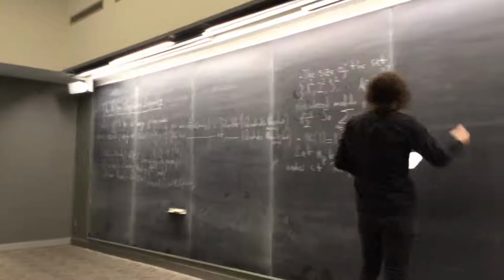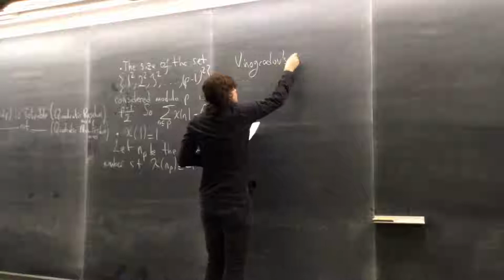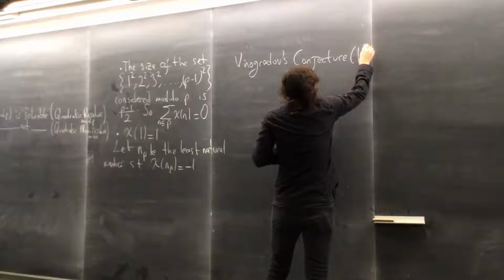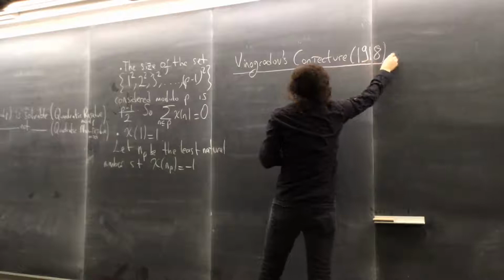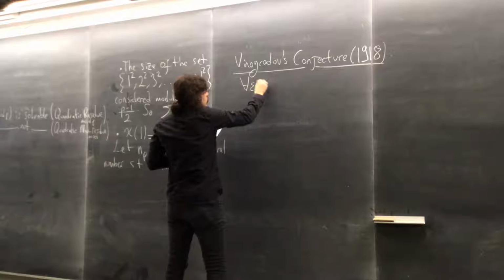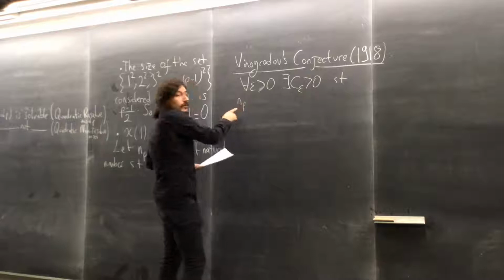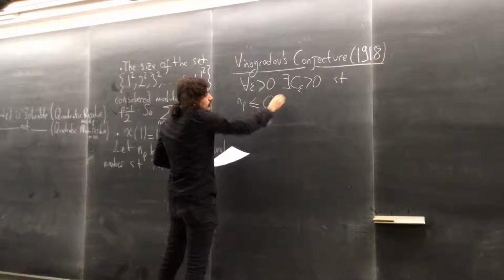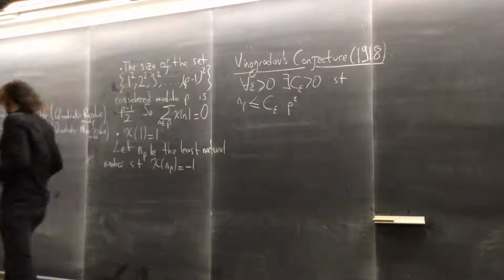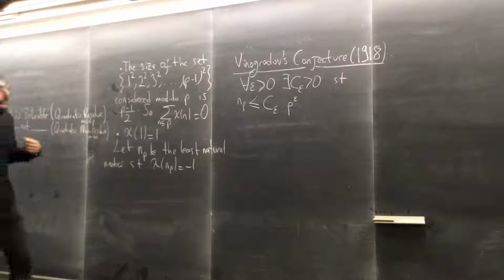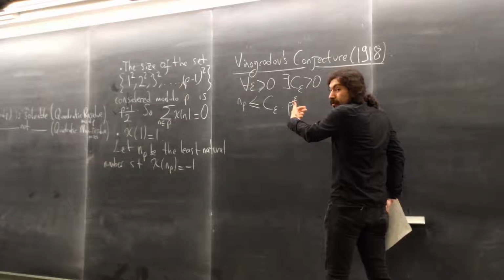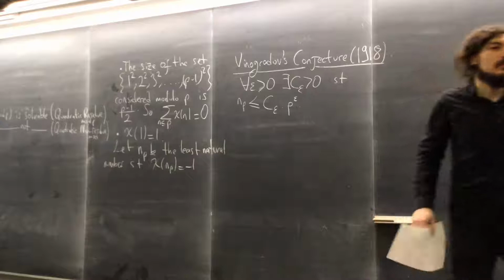Vinogradov's conjecture. What is the date? 1918. Exactly 100 years ago. For any epsilon arbitrarily small, one can find a positive constant depending on epsilon, such that n sub p, the least positive quadratic non-residue modulo p, is at most this constant times p to the epsilon. Epsilon is arbitrarily small. This is Vinogradov's conjecture. What is this saying? As p goes to infinity, n sub p is at most p to the epsilon for any arbitrarily small epsilon.